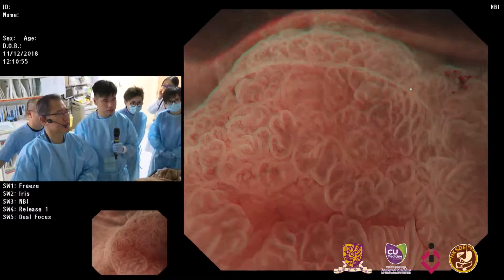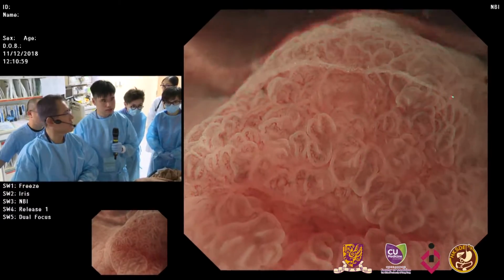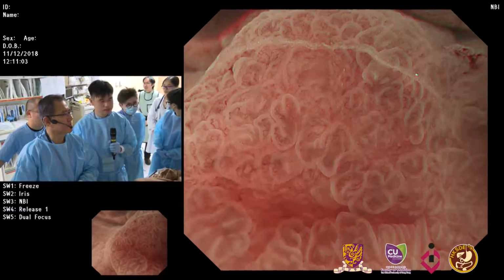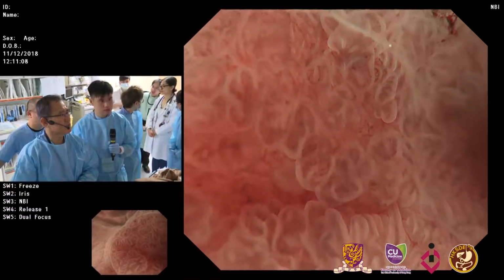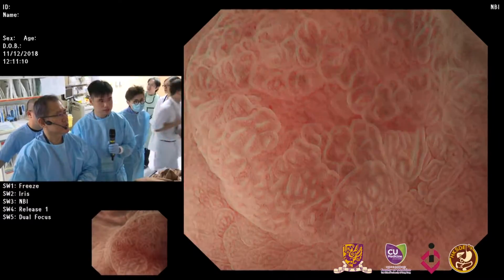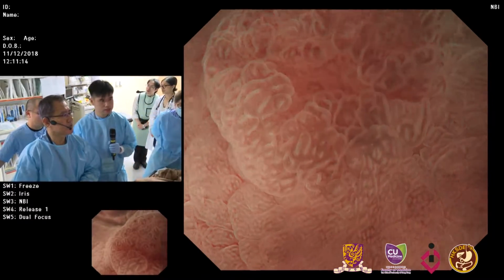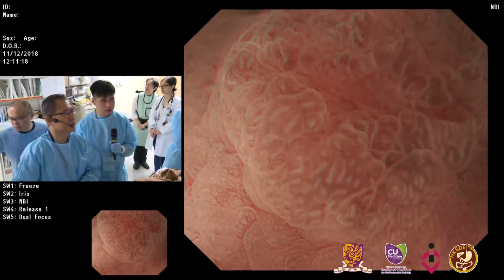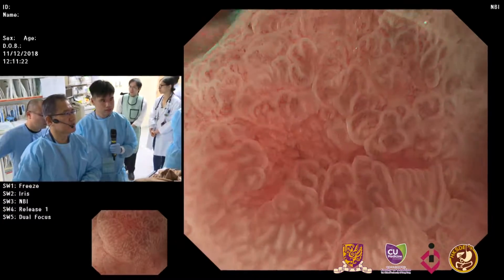As you can see, if you use the water immersion technique, it can cancel halation, the reflectance of the light. It can give us clear information, even at maximal magnification. So it's very useful to obtain precise information. So this is what we assess by magnifying endoscopy, and it's worthwhile to treat it.